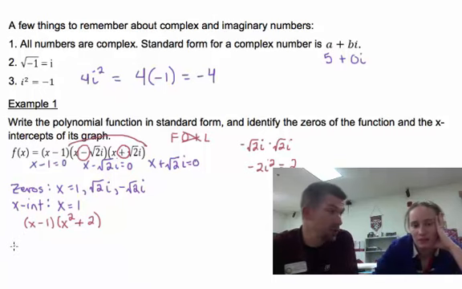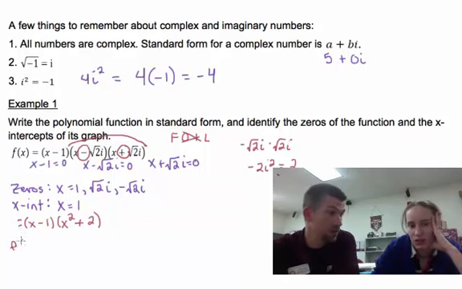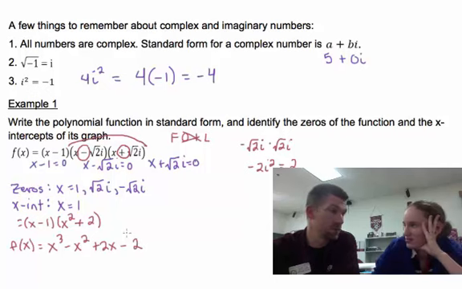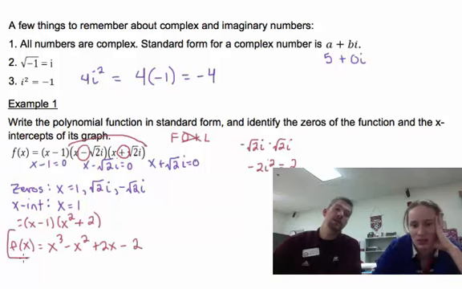This is one that you should be able to FOIL in your sleep, because you've seen it a ton of times. Maybe not in your sleep, but it should come pretty readily. x times x squared is x cubed. I want these to go in order, so negative 1 times x squared is negative x squared. x times 2 is 2x. And negative 1 times 2 is negative 2. So that's right there as our answer.